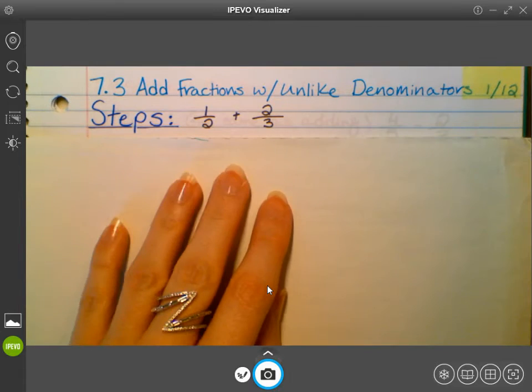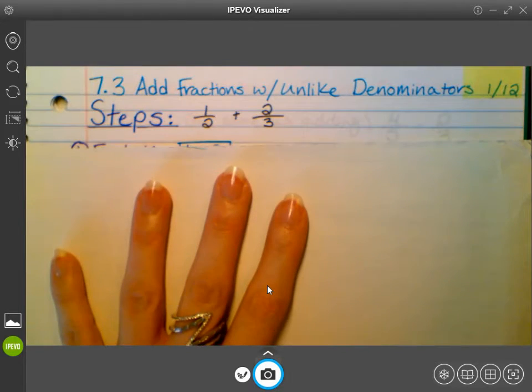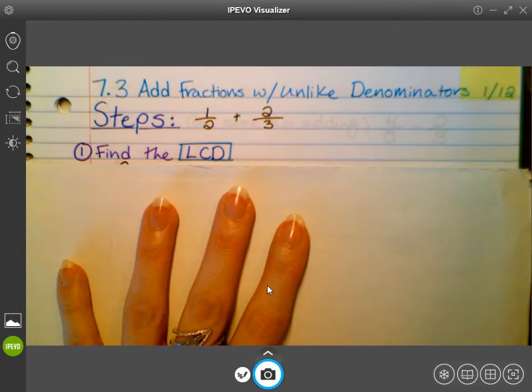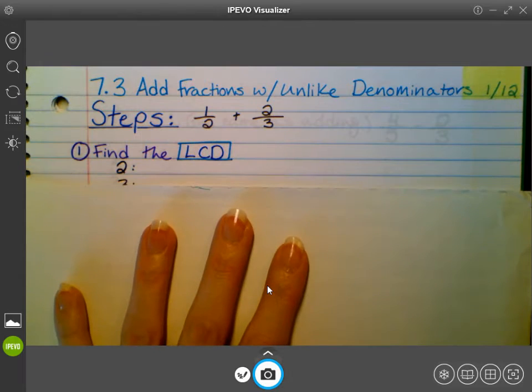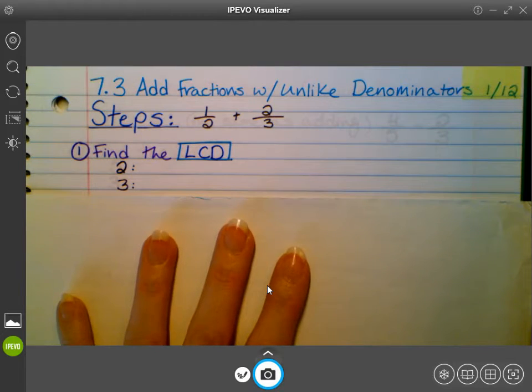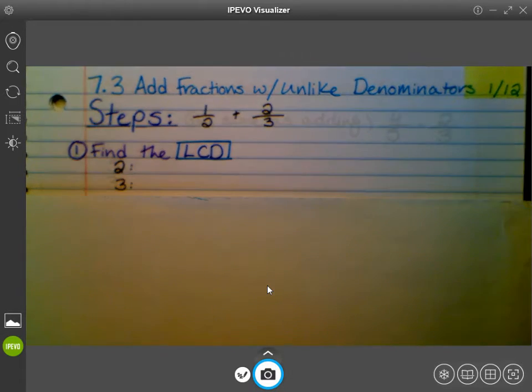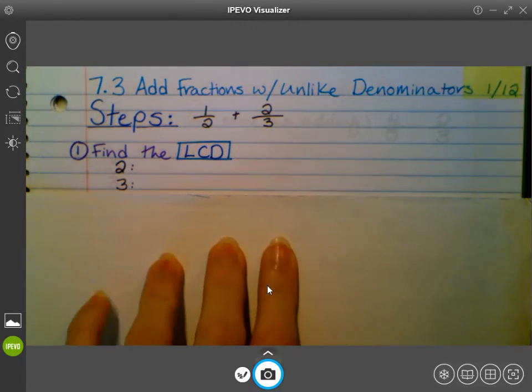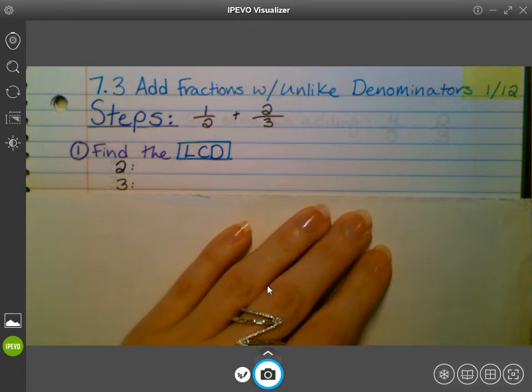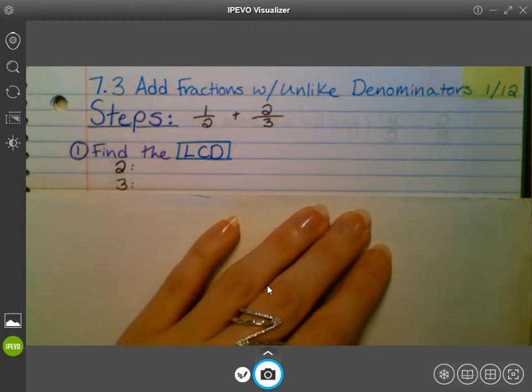Okay, 5th grade, our first step, find the LCD. This is what we did yesterday. Find the least common denominator. So, we need to list multiples for our two denominators. So you can go ahead, get this written down, and then you can right off the bat start listing those multiples, just like we did yesterday.